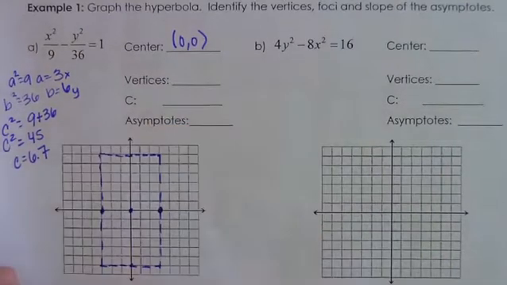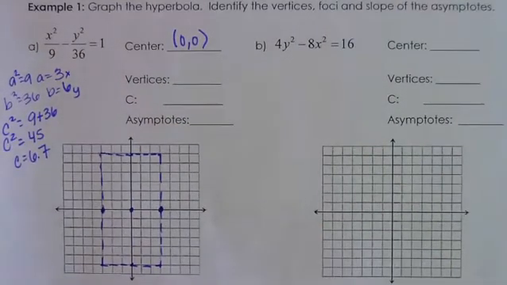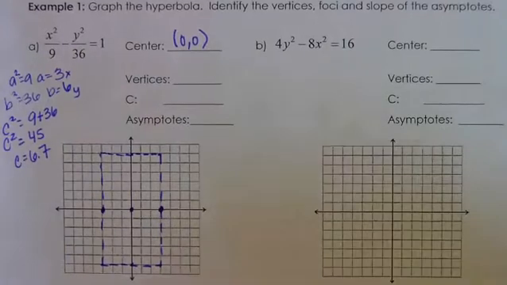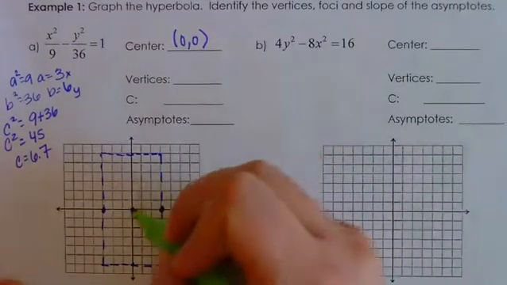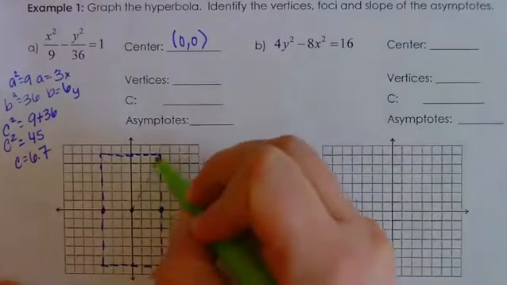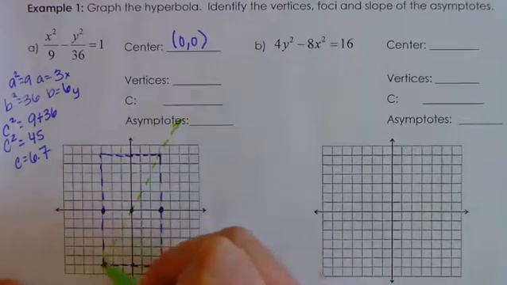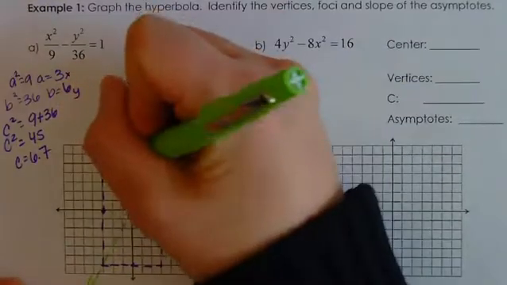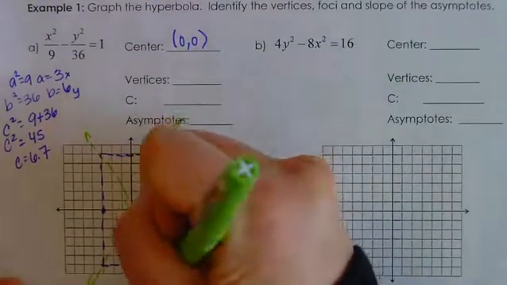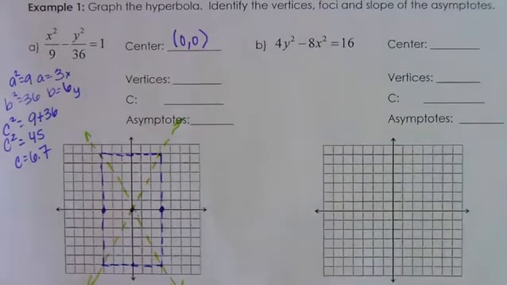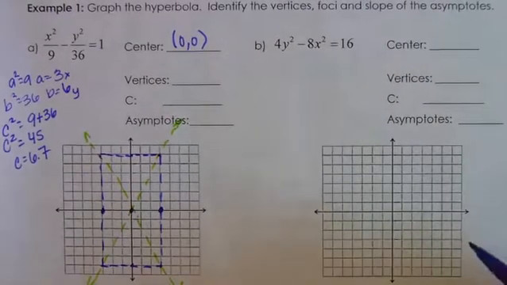So what that's going to do is help us draw our asymptotes. All we really do is connect the lines corner to corner. So I'm going to make a line that goes from corner to corner, going through that 0, 0, that center point to help us. So that gives us the branches of our hyperbola.